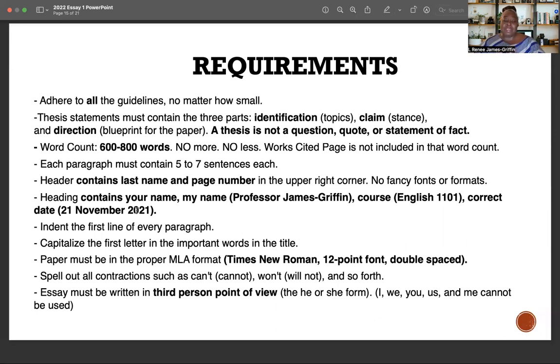Another formality for this essay, because this is a formal essay, you are not going to use contractions. Words like can't, won't, isn't, haven't, all of those will be spelled out. So can't becomes cannot, won't becomes will not, okay? And again, like I have said before on the other slide, your essay must be written in third person point of view. That is the he, she, it, them, they form. And you are not going to use I, we, us, or our, because that is first person. And also you will not use you or yours because that is second person point of view, okay?